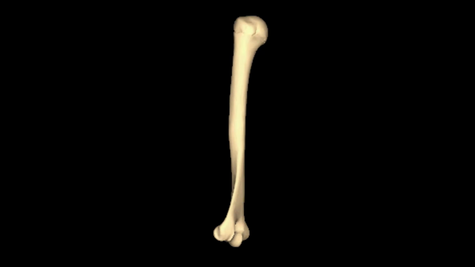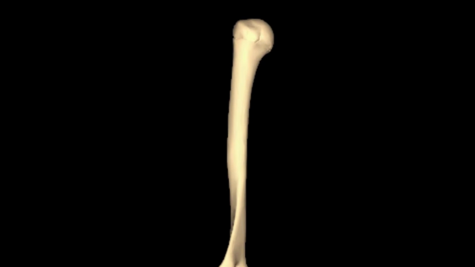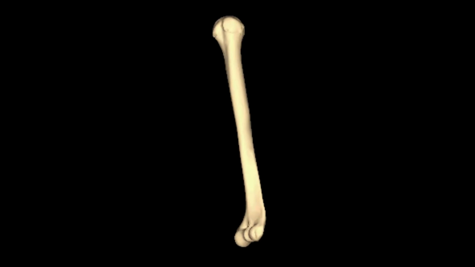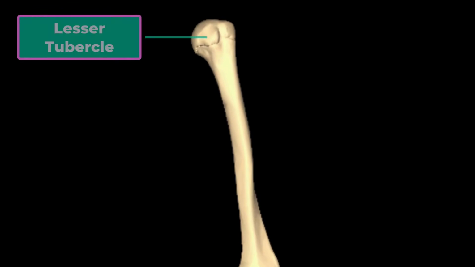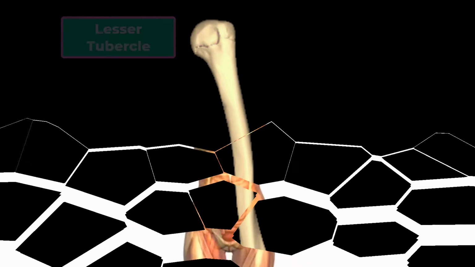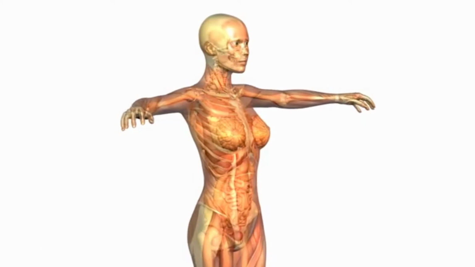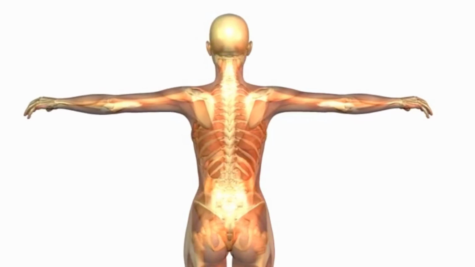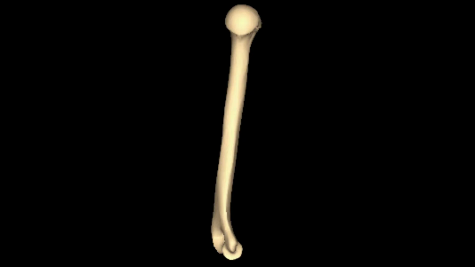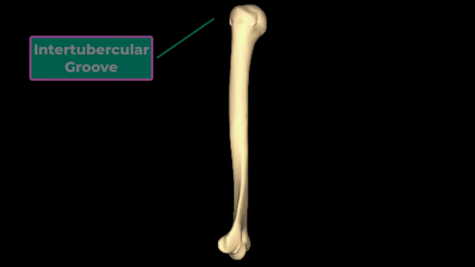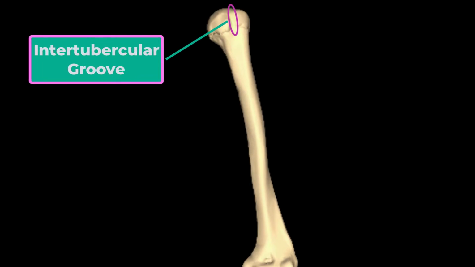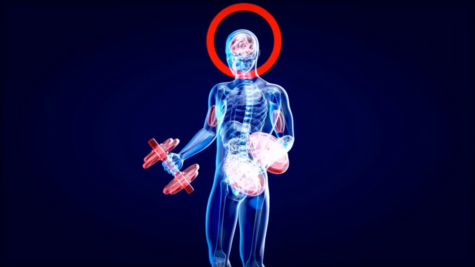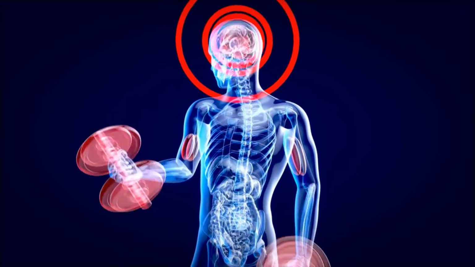Located on the lateral side of the proximal humerus is an expanded bony area called the greater tubercle. The smaller lesser tubercle of the humerus is found on the anterior aspect of the humerus. Both the greater and lesser tubercles serve as attachment sites for muscles that act across the shoulder. Passing between the greater and lesser tubercles is the narrow intertubercular groove, or sulcus, which is also known as the bicipital groove, because it provides passage for a tendon of the biceps brachii muscle.